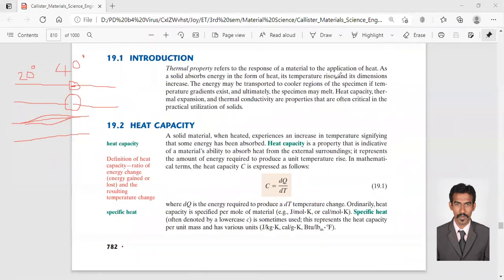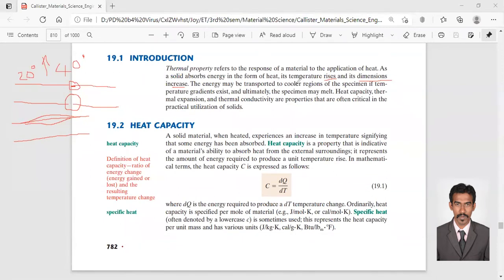As the solid absorbs heat, first the temperature will rise and the dimensions increase. With temperature, dimensions increase; it's never going to decrease. If you increase the temperature, the dimension is going to increase. It can be length, or area, or volume, that will increase.